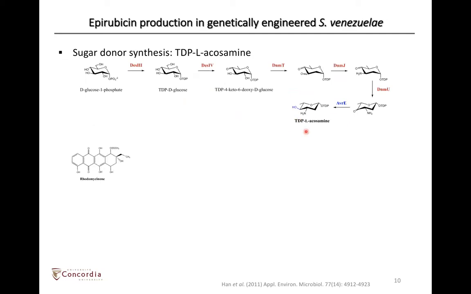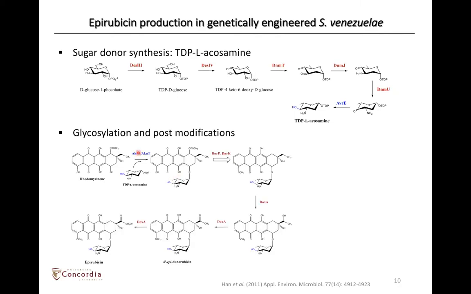So they fed rhodamycinone exogenously, and then they used this glycosyltransferase enzyme to produce epirubicin. And they were able to get 0.5 milligrams per liter, which is a low yield. Though they have synthesized this sugar precursor in vivo, they did not isolate it.